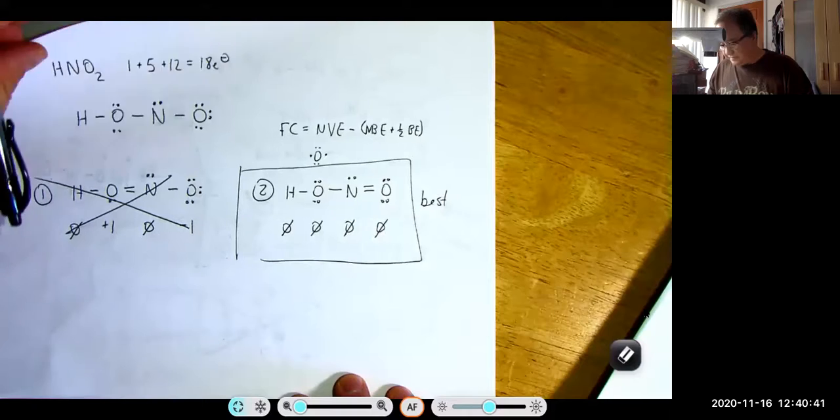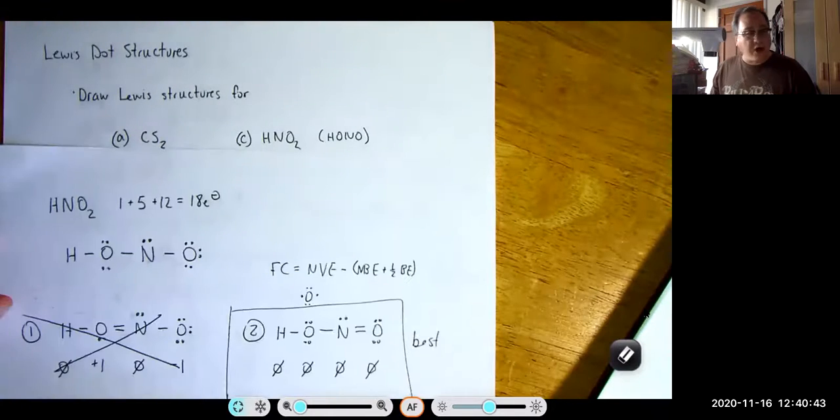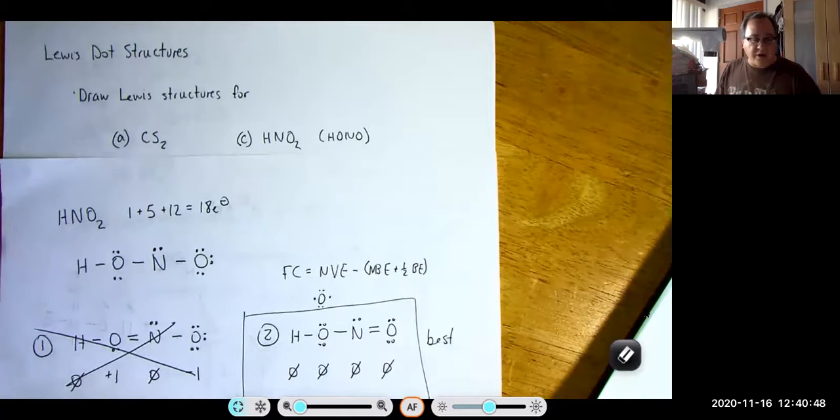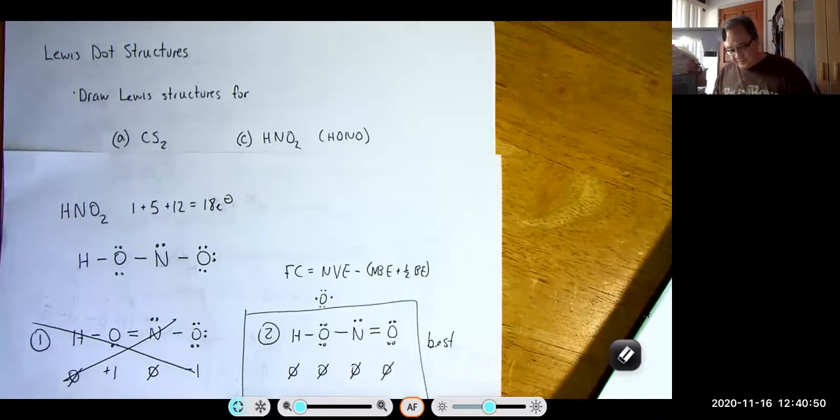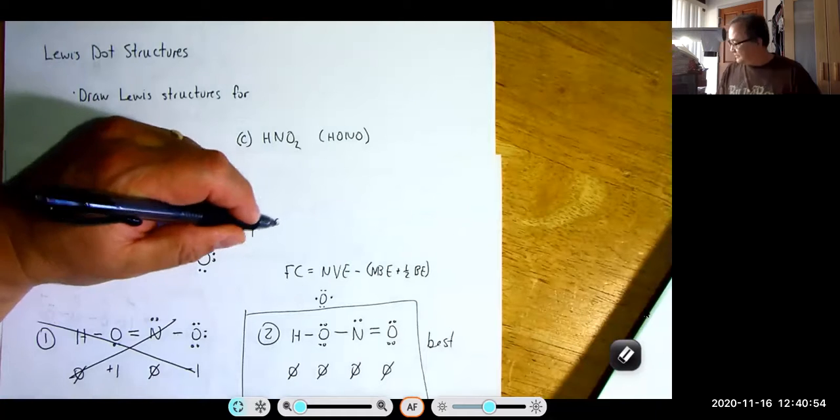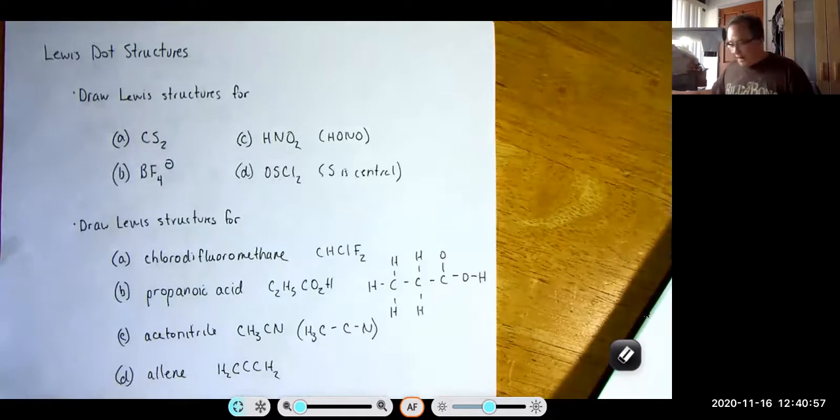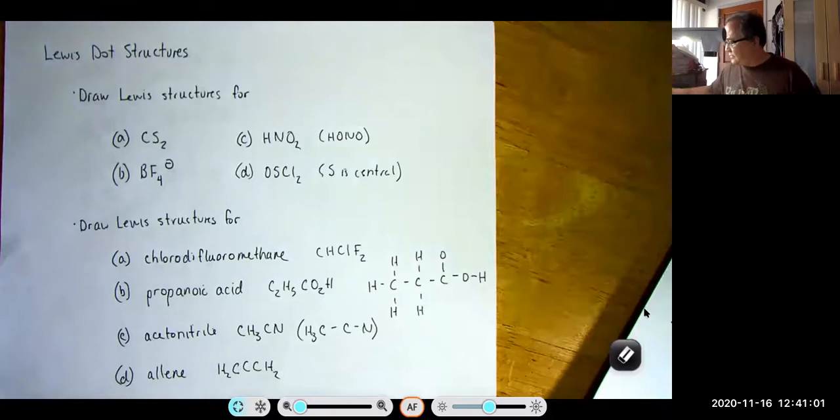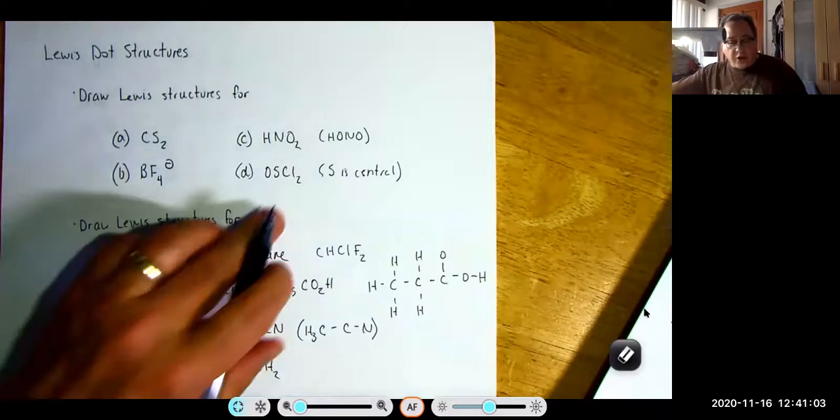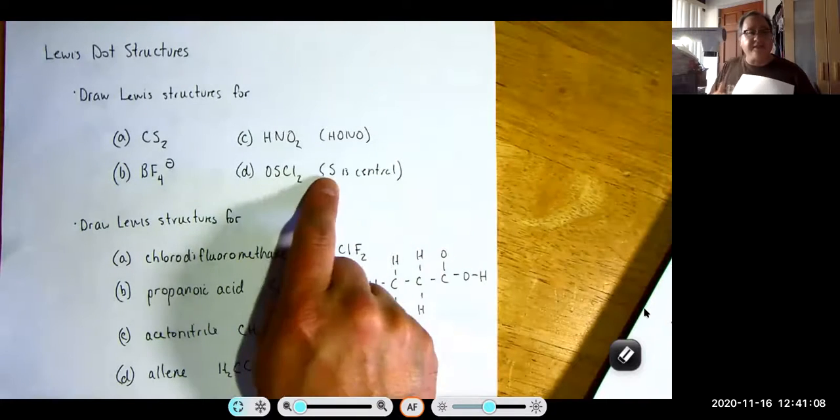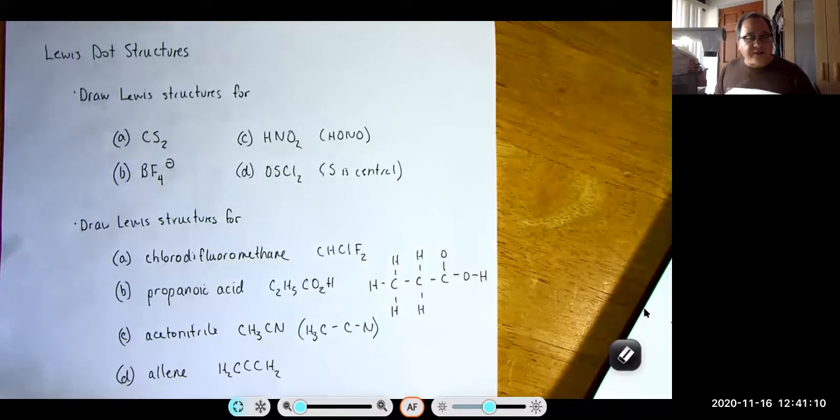All right. So that's this HONO, if you will. It's another one of those oxoanion or oxy acids. So this is an oxy acid. All right, let's try another one now. Let's try OSCl2, and the sulfur is in the middle. I want you to go ahead and see if you can come up with the Lewis structure.